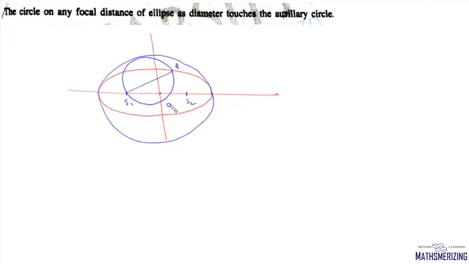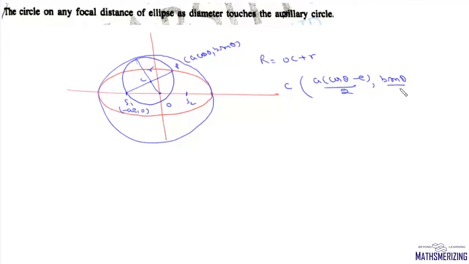So let the center be at origin and let the center of this circle be C. Now we know that the radius of this larger circle will be simply OC plus the radius of this smaller circle, which is r. So first we'll find the coordinates of this point C. This point P is (a cos theta, b sin theta), and the coordinates of this point S1 are (-ae, 0). So the coordinates of this point C will be (a times (cos theta minus e) upon 2, b sin theta upon 2).